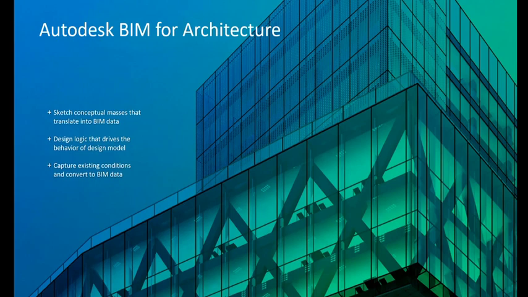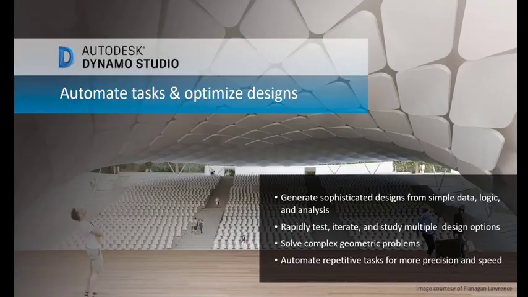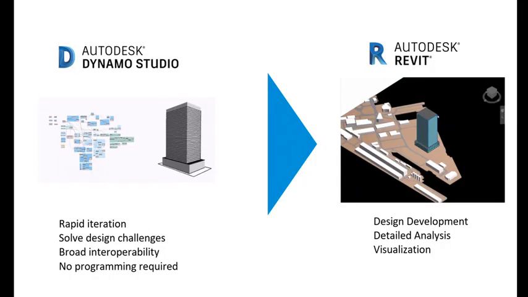Let's take a look at a series of tools and workflows optimized for the conceptual design phase. These tools will capture conceptual data and transfer this data throughout the design process. What if you could use the power of computing to rapidly generate multiple design options and find optimal solutions to design challenges? Many architecture firms are embracing computational design tools for this purpose. With computational design, you can more rapidly test, iterate, and study numerous design options, model more sophisticated design geometry using simple data, logic, and analysis, and save time by automating repetitive tasks.